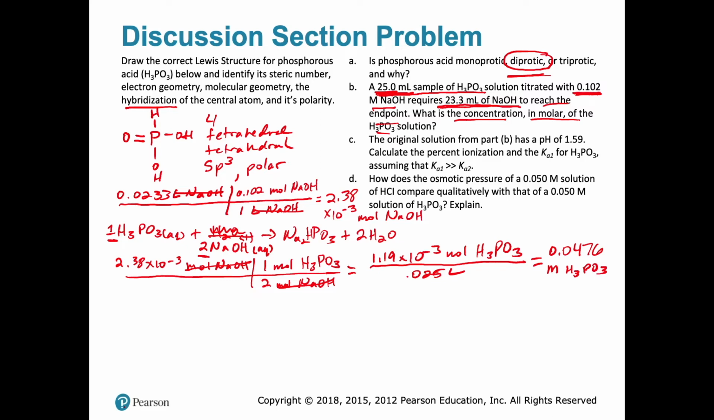So there's the answer to B right there. What is the concentration in molar of the phosphorus acid? And so that was B. So I guess I should write in here which is which. So here's A right here, right?